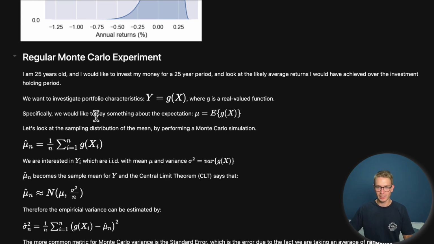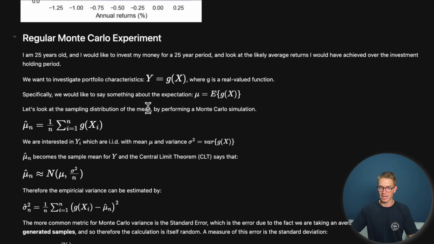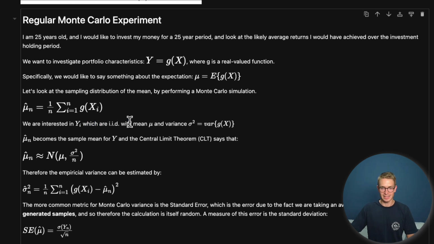So we want to investigate the portfolio characteristics. Specifically, we would like to say something about what we could expect our portfolio returns to be in 25 years. Here, by using Monte Carlo, we can essentially get the sample distribution of the mean, which is just the average of all these simulations that we're about to run. We're interested in saying something about the mean and the variance. Because of this, we can rely on the central limit theorem, which essentially says that once we take this sample mean over a large number of periods, as n goes to infinity, this converges in distribution to the normal distribution centered around the mean with this scaled variance metric.